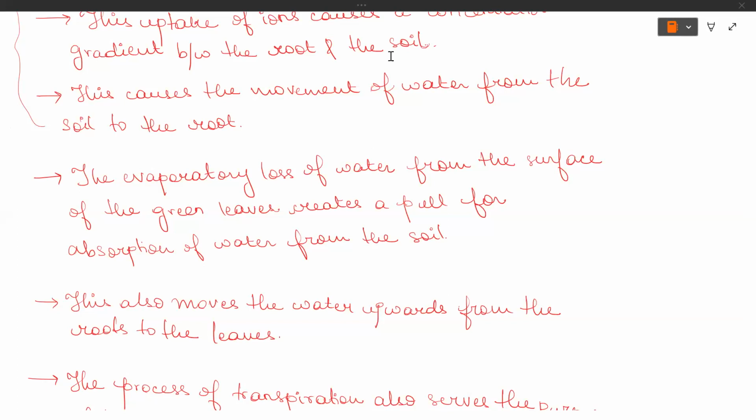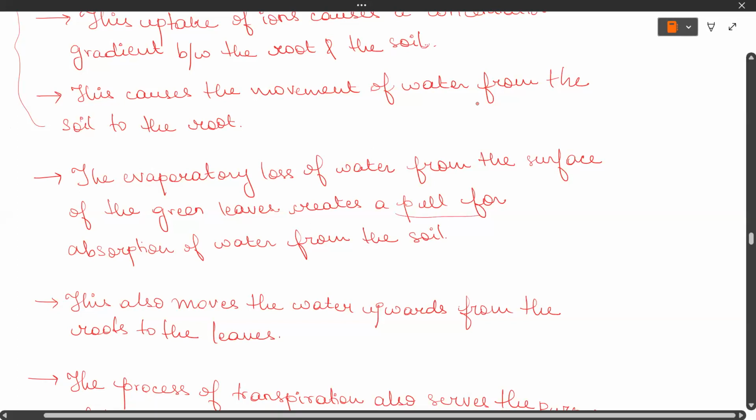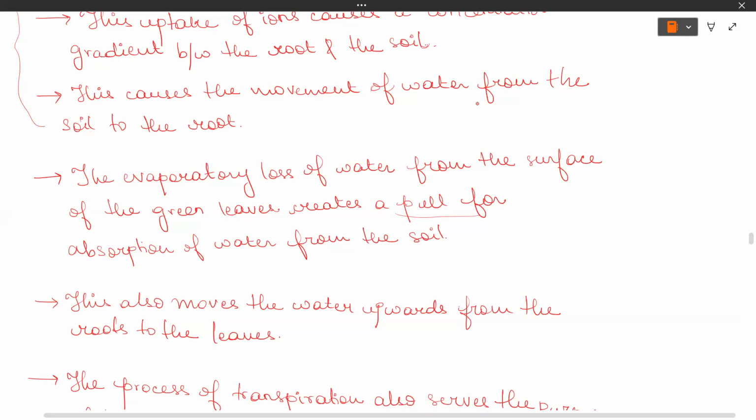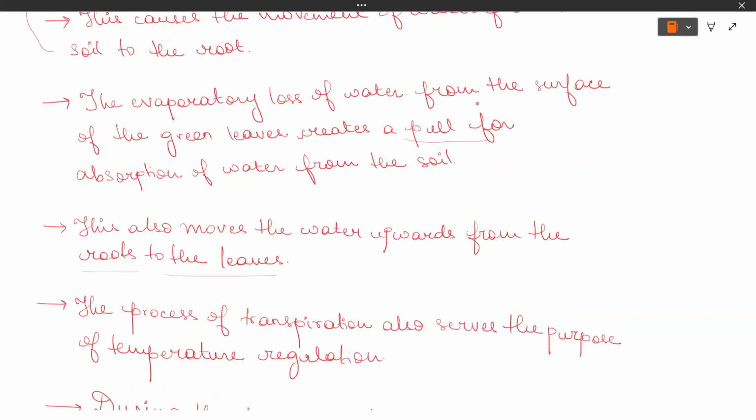As soon as the water is being lost into the atmosphere, it creates a pull. Okay, because now water is being lost, so the water requires to be absorbed from the soil. Understood? Now, when this happens, it moves the water upwards from the roots to the leaves. So how is water moved? First of all, ions are absorbed actively, and then the water is absorbed. And also, when the transpiration takes place, it creates a pull so that the water is absorbed from the soil. Understood? Yes. Okay, very good.